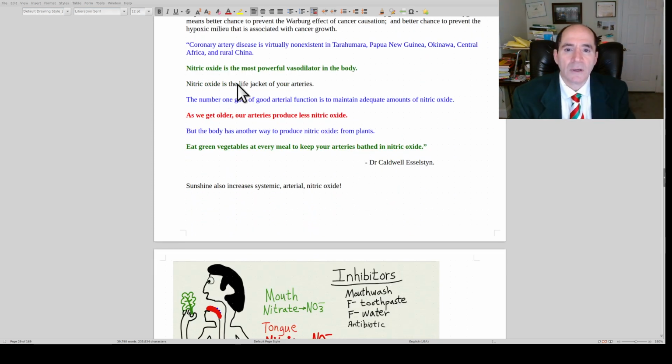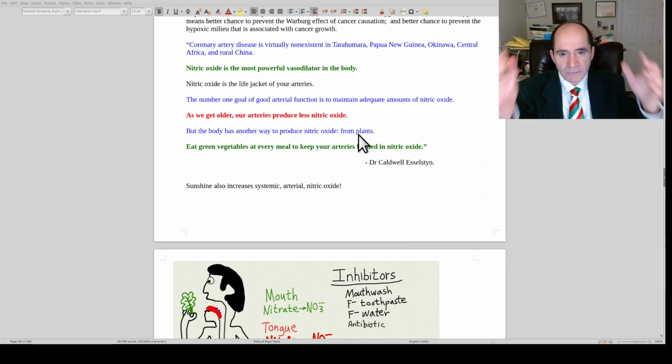Esselstyn says, coronary artery disease is virtually non-existent in the Tarahumara, the Papua New Guinea, Okinawa, Central Africa, and rural China. And then he says, nitric oxide is the most powerful vasodilator in the body. That's the one made by the endothelial lining cells of the arteries. Nitric oxide is the life jacket of your arteries. The number one goal of good arterial function is to maintain adequate amounts of nitric oxide. Okay, as we get older, our arteries produce less nitric oxide. But the body has another way to produce nitric oxide, from plants. Eat green vegetables at every meal to keep your arteries bathed in nitric oxide.